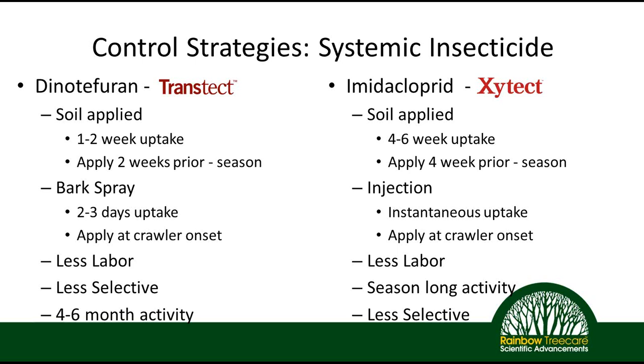An alternative is injecting with imidacloprid. We've done some ELISA assays where we physically took leaf samples of the upper canopy and saw how quickly this insecticide gets into the canopy, and it's almost instantaneous. It's within 1 day that the insecticide will physically get into the canopy. That's with the caveat that the vascular system is intact, and weather dictates fast uptake. But if you need another good just-in-time solution, injecting with imidacloprid at crawler onset will work really, really well.